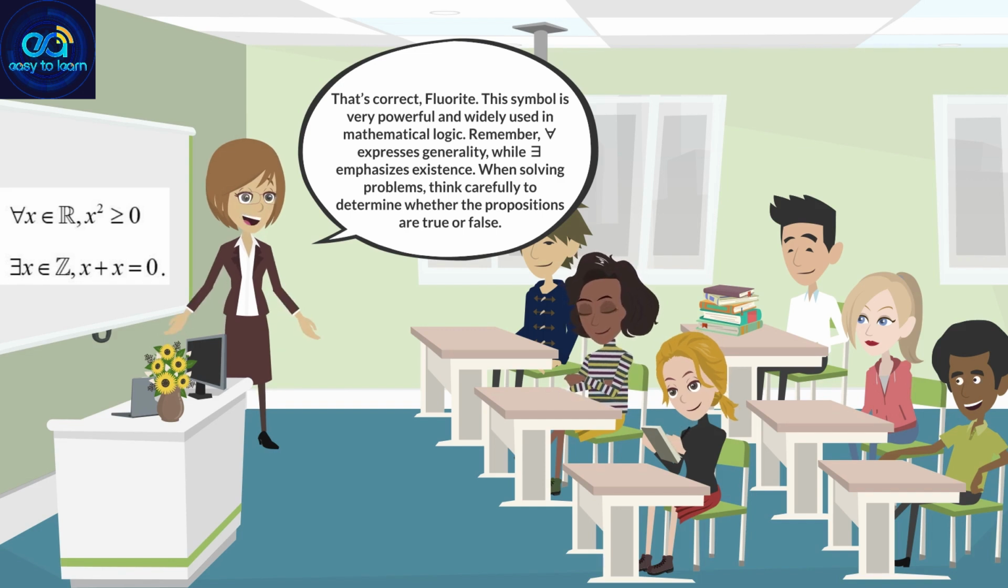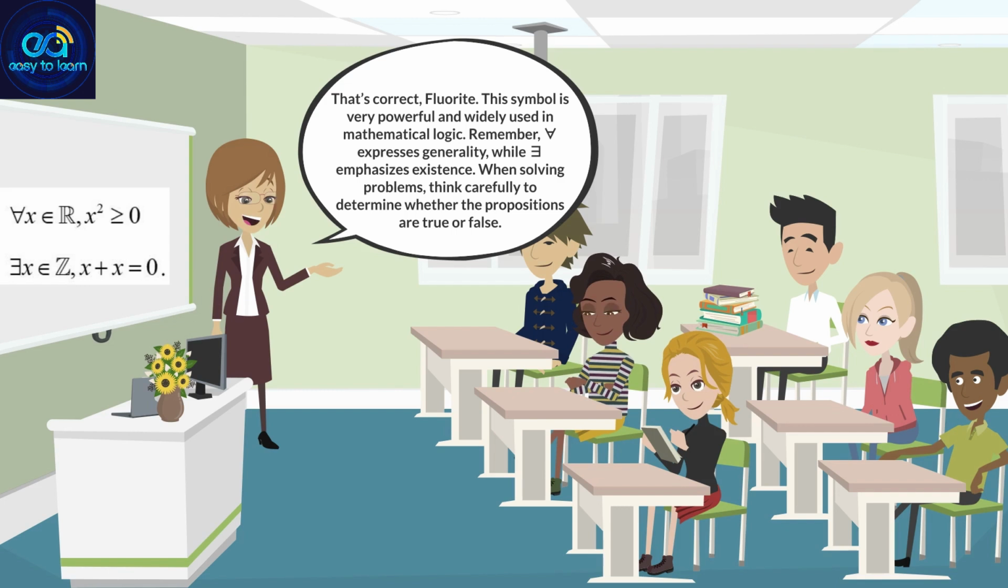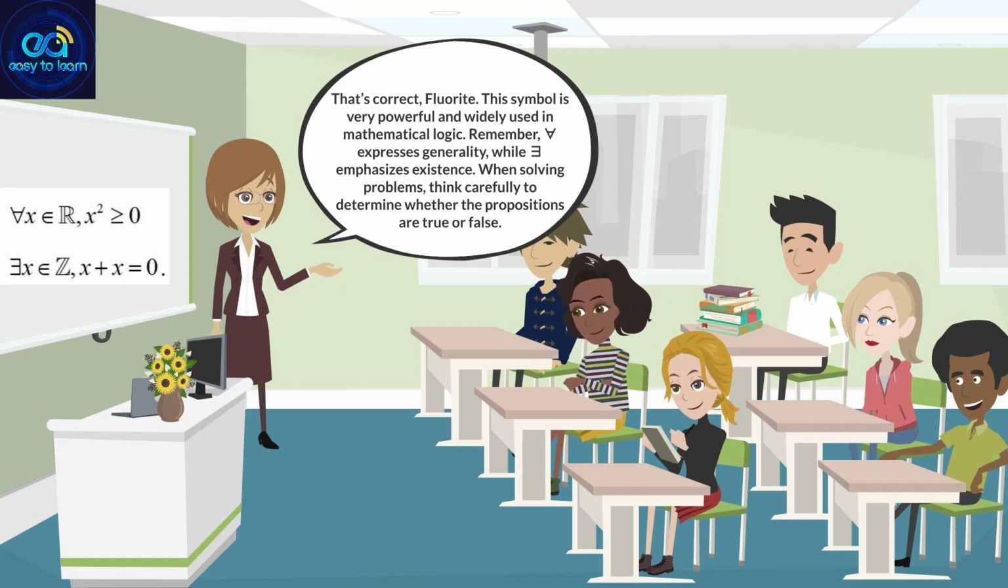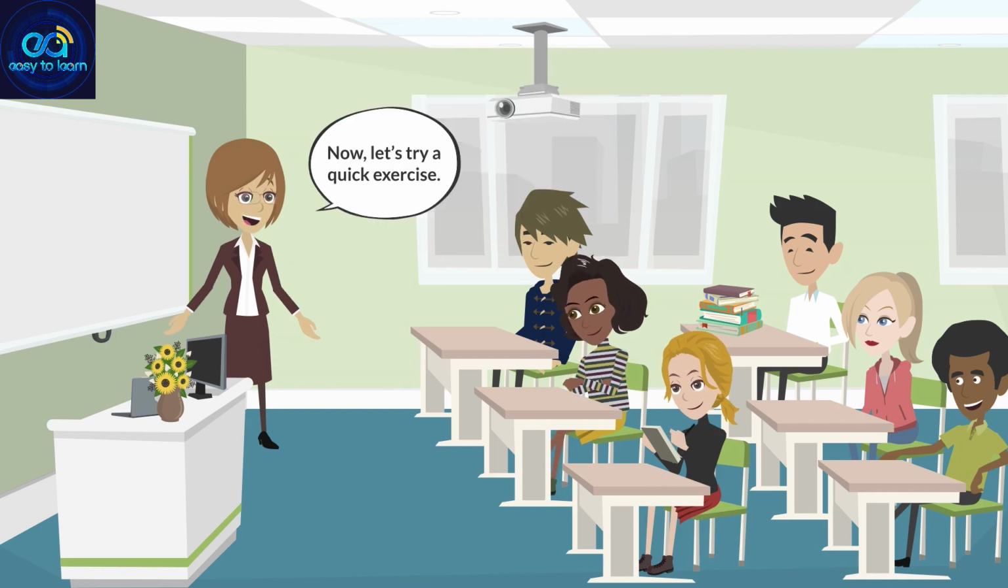Remember, the for all symbol expresses generality, while the exists symbol emphasizes existence. When solving problems, think carefully to determine whether the propositions are true or false.